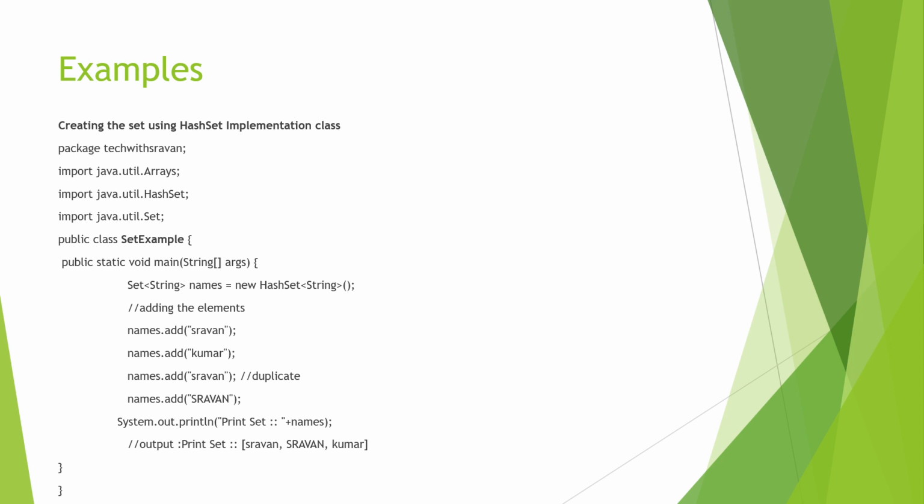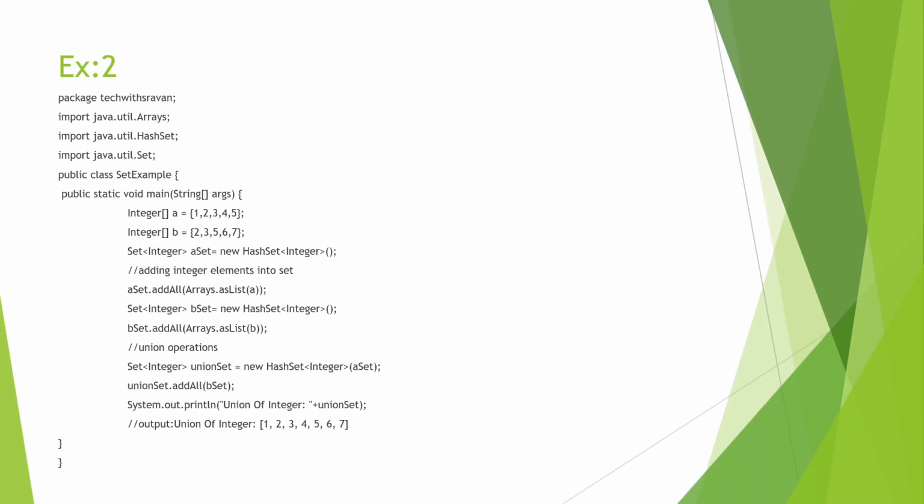Next we'll go to some more examples. In these examples, I am explaining the union operation. We all know union means that if two sets are there and you combine them, that is a union. It will combine those two sets and remove the duplicate elements. In the same way we are implementing it here.